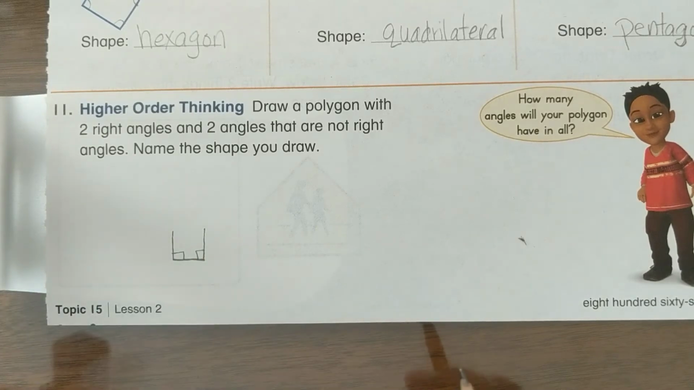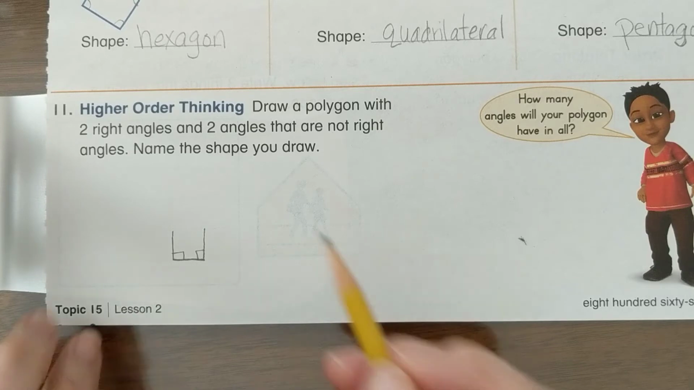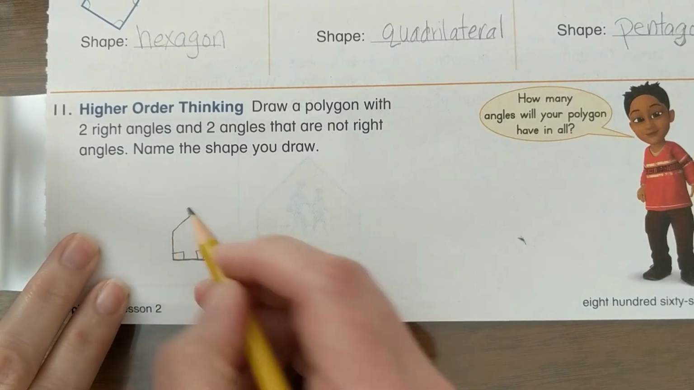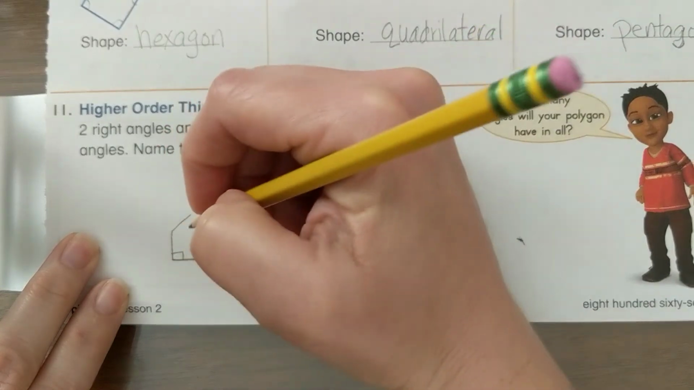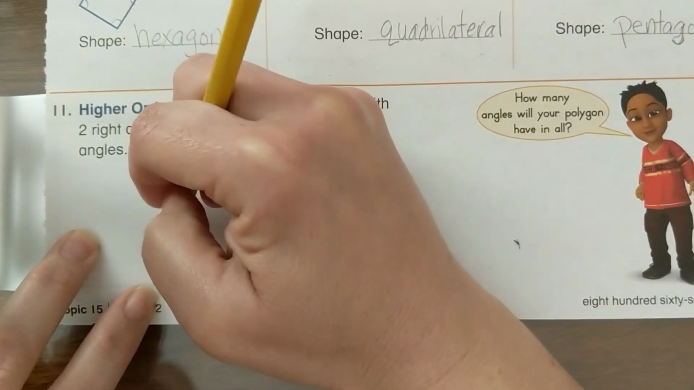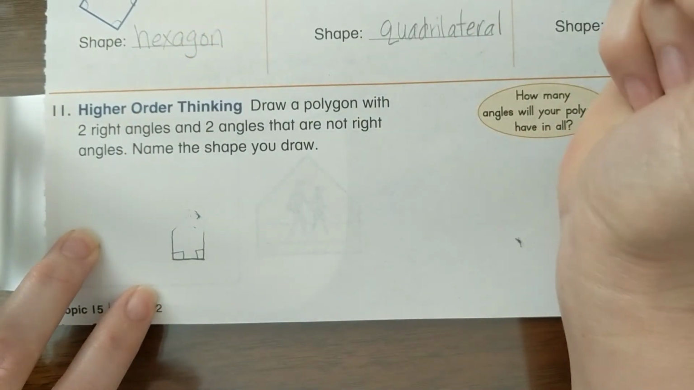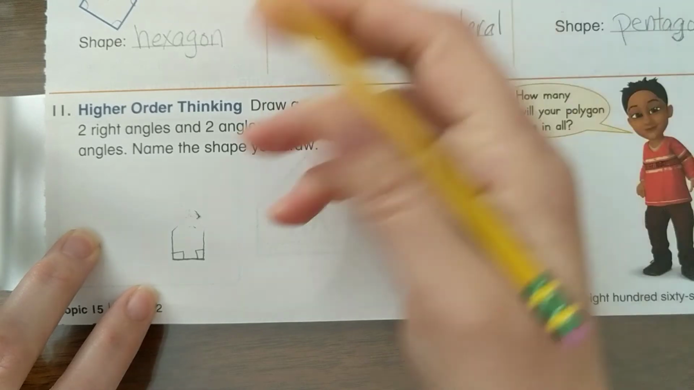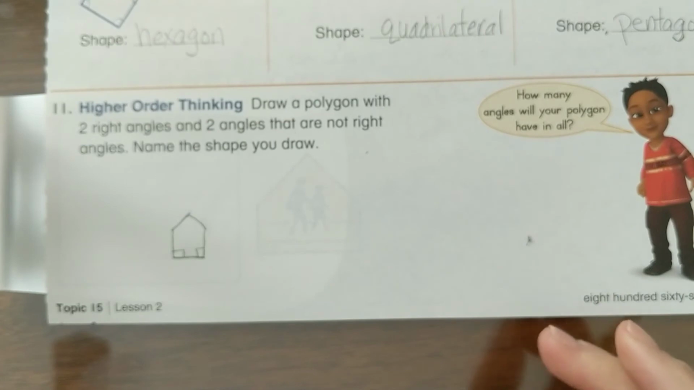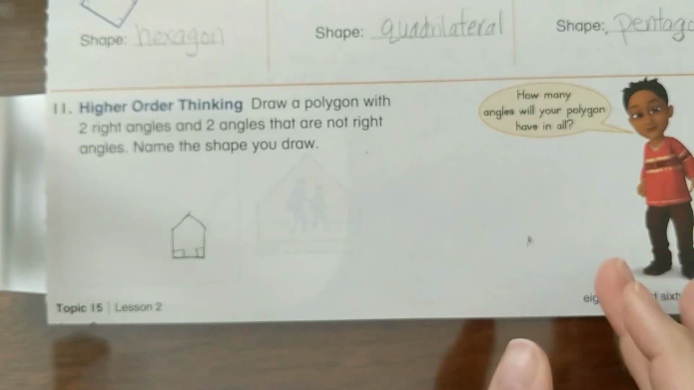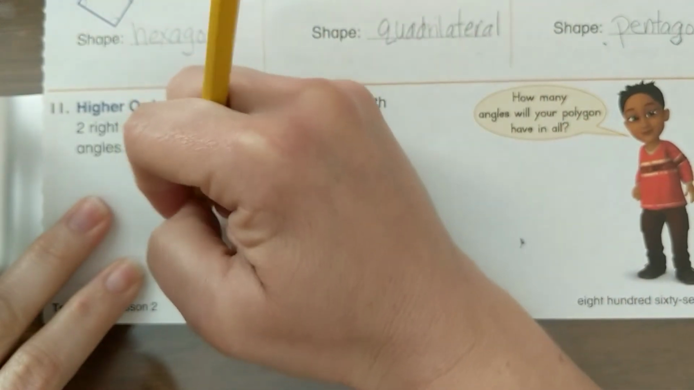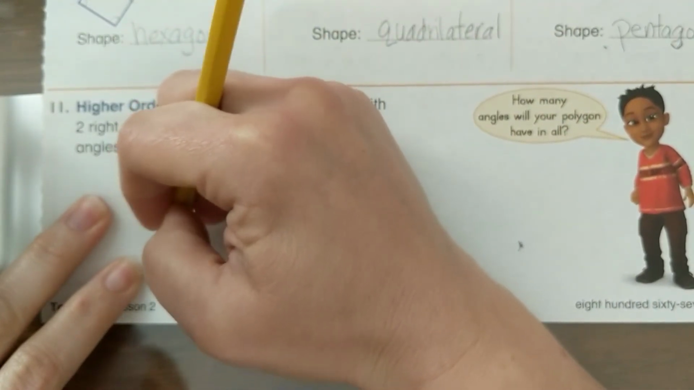Okay, now I need 2 angles that are not right angles. So let's see, it cannot go straight side to side. It has to be at a distance somewhere. 1 and 2. Oh wait, nope, that won't work because that's 5 sides. Oh wait, it didn't matter how many sides. Okay, so that does work. Oh, nope, it doesn't because that gives me an extra angle. So it does need to be 4.